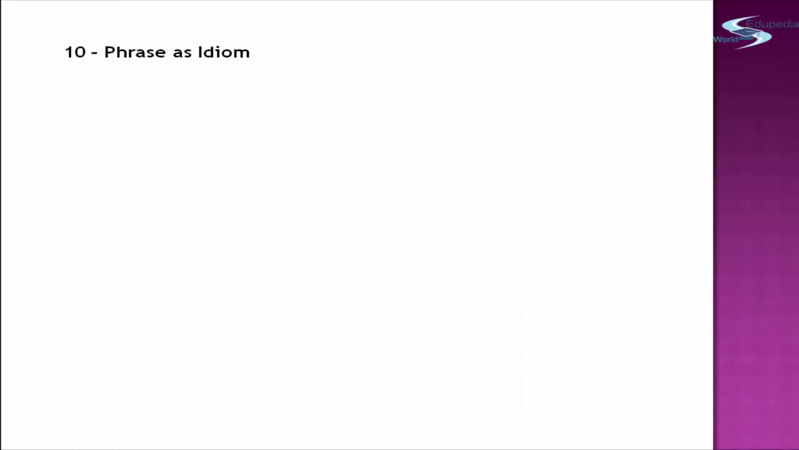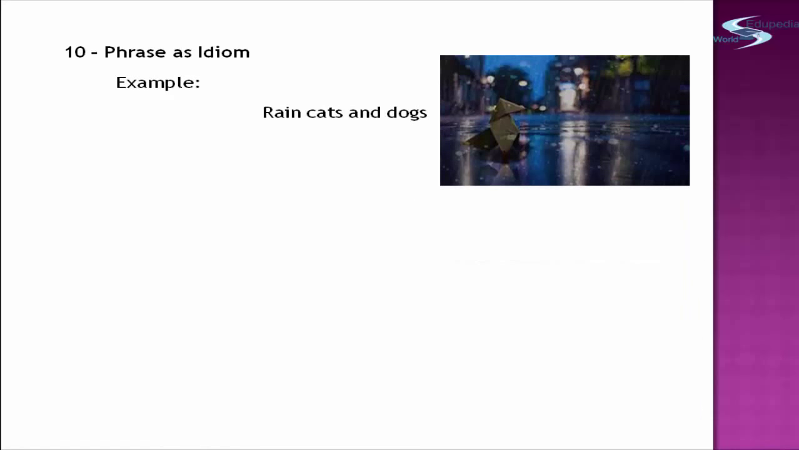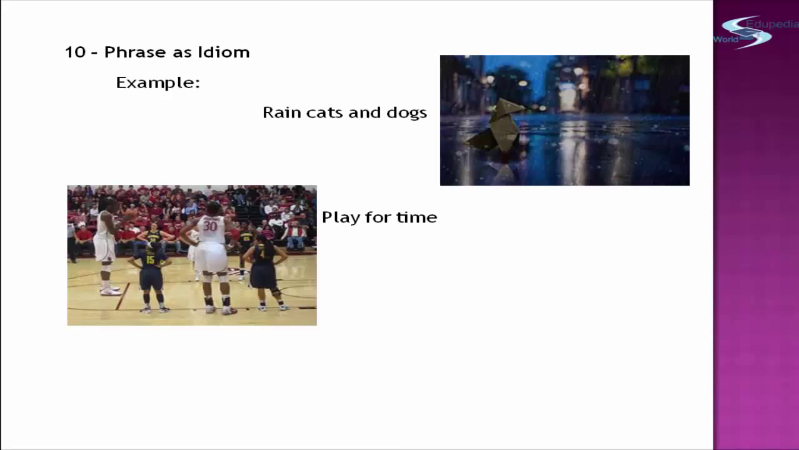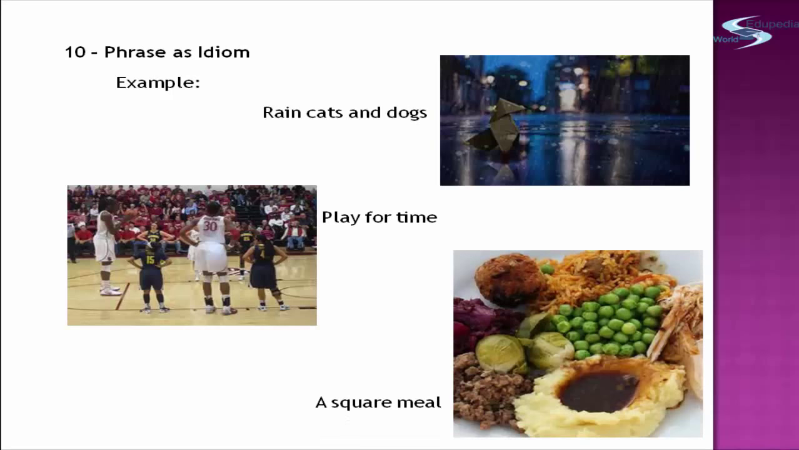Remember that there are other groups of words that do not have a subject or a predicate or a verb, but still they are groups of words and they are called idioms. For example, rain cats and dogs, play for time, square meal. This type of phrase is often referred to as an idiom.